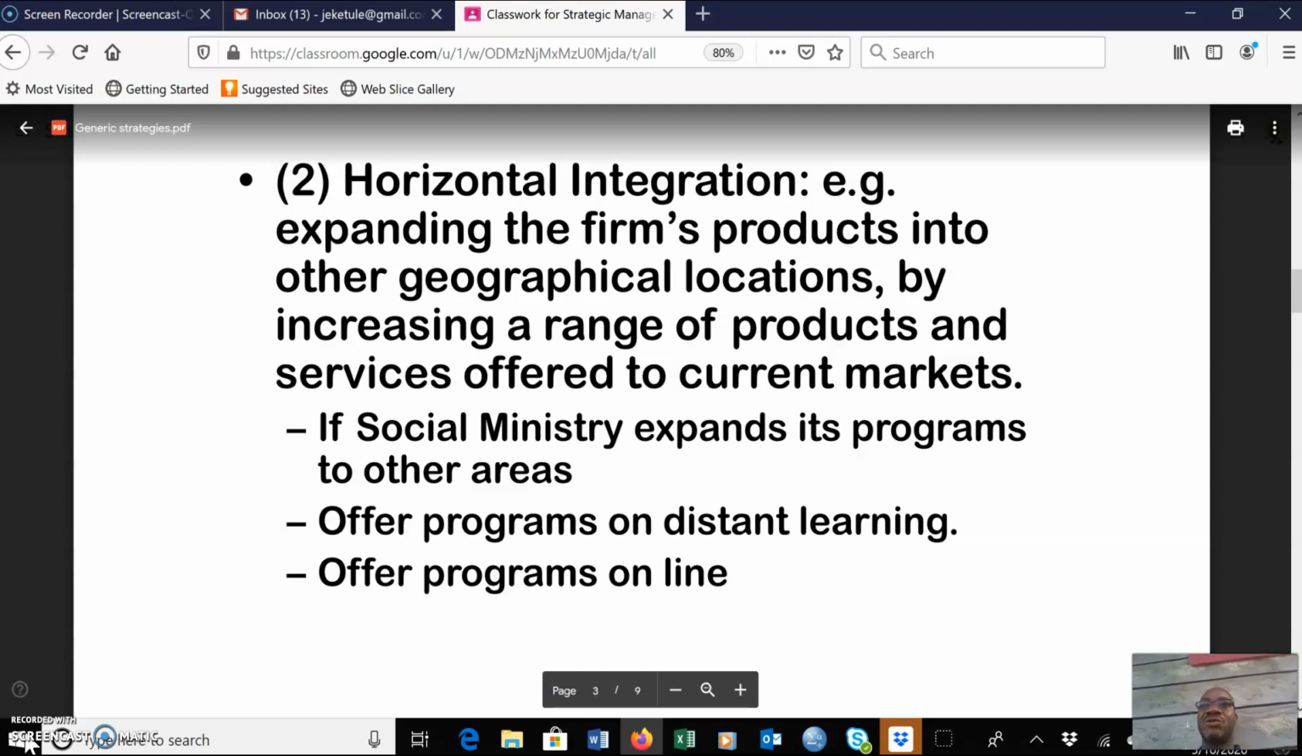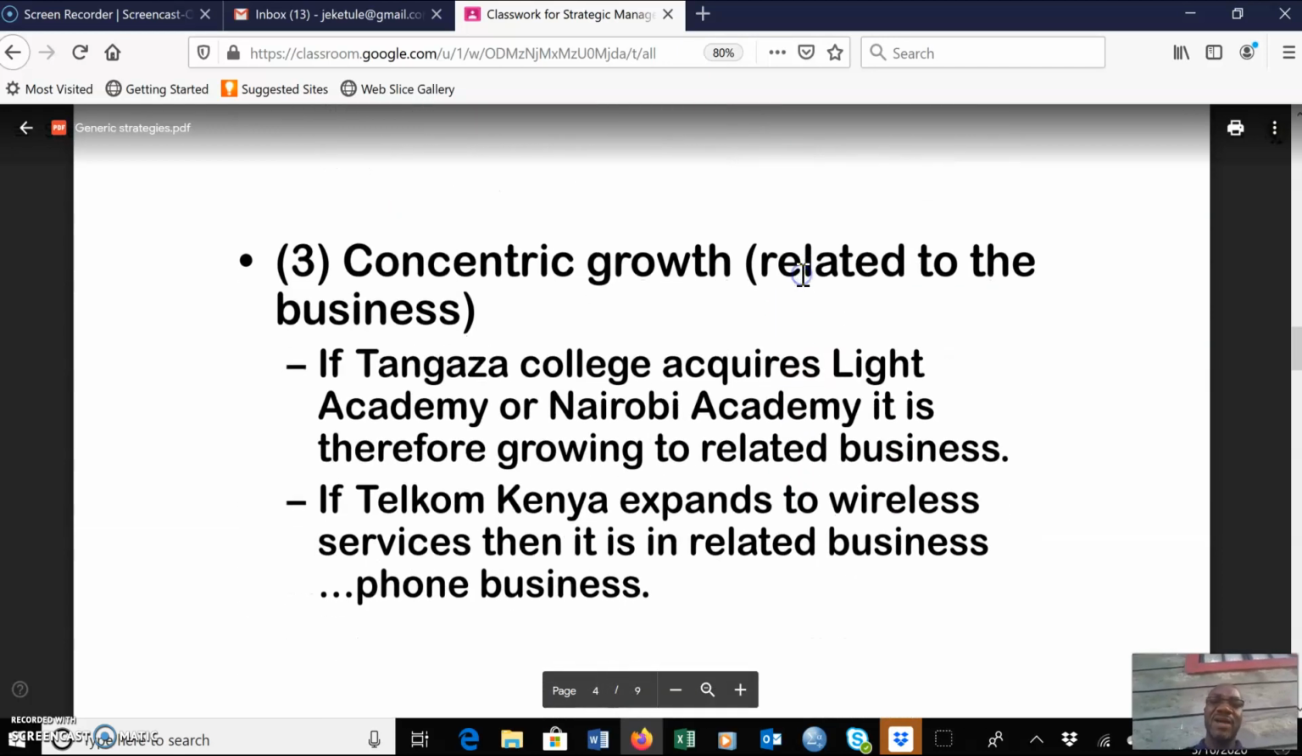If the Institute of Social Transformation expands its programs, because it's also a range of products here, so if it expands its products, then it's doing horizontal integration. If it's offering distance learning, then it's doing horizontal integration. If it's offering programs, its product lines, expanding them from on campus to off campus or online programs, then it's doing horizontal integration.